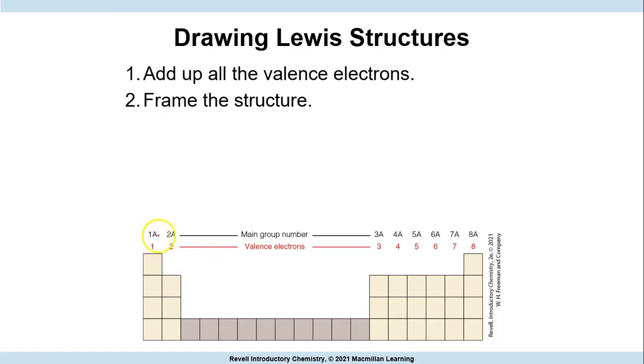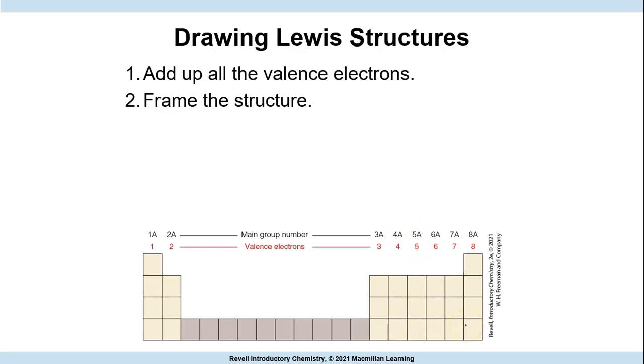So for group 1A, they have 1 valence electron in the outermost shell. For group 2A, they have 2 valence electrons. For group 3A, they have 3 valence electrons. For group 4A, 4 valence electrons. Group 5A, 5 valence electrons.